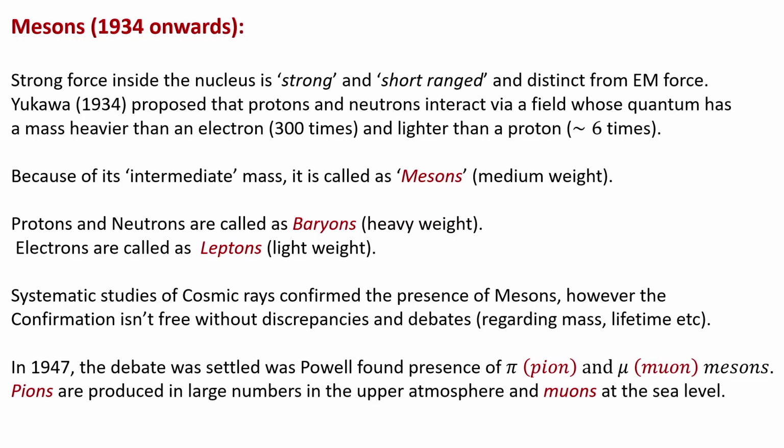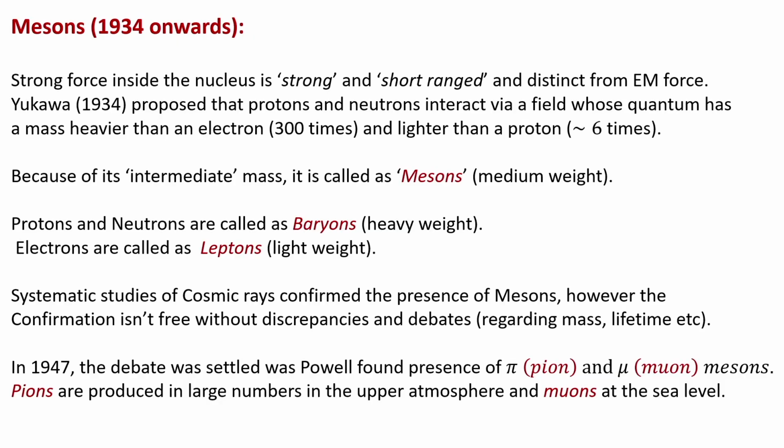This field, the strong interaction field, has a quantum whose mass is about 300 times heavier than that of an electron, but lighter than that of a proton by about 6 times. So, it is in between the electron and the proton, and because of this intermediate mass, it is called meson, which means medium weight. And in that same spirit, protons and neutrons are called baryons, which are heavyweight, and the electrons are called leptons, which are lightweight.